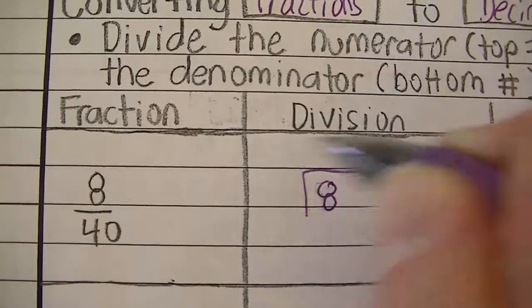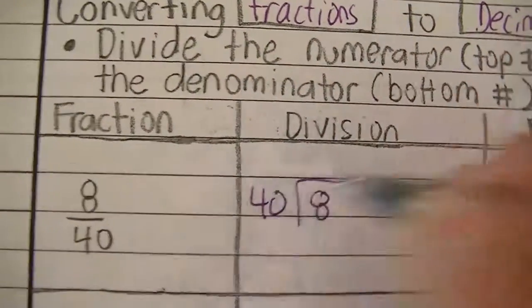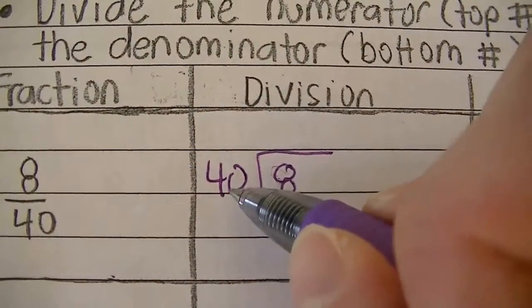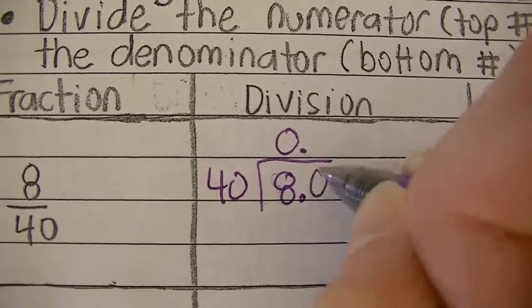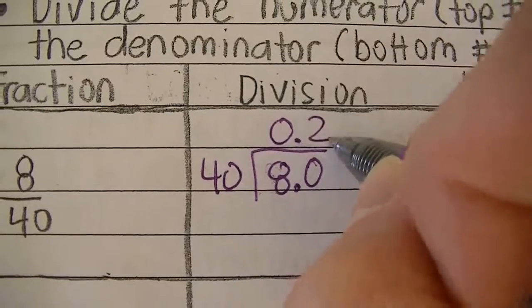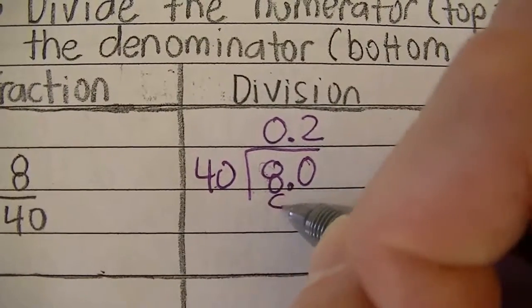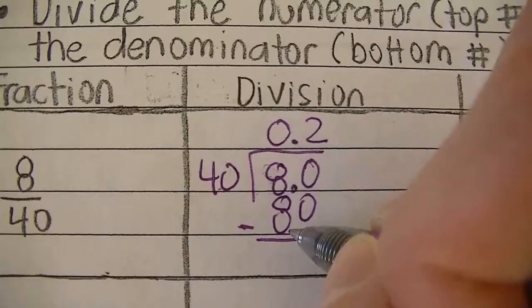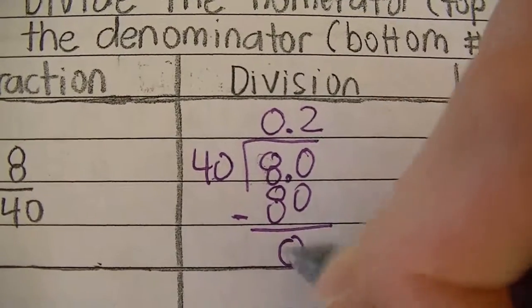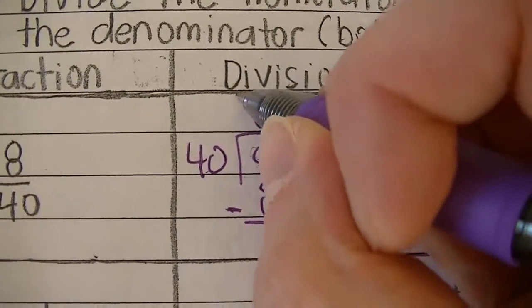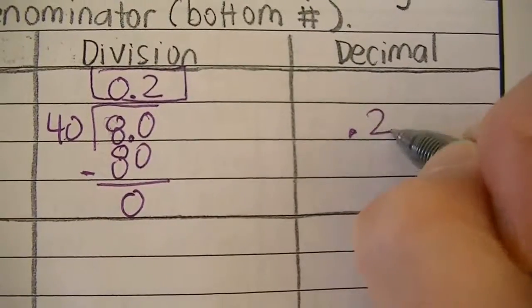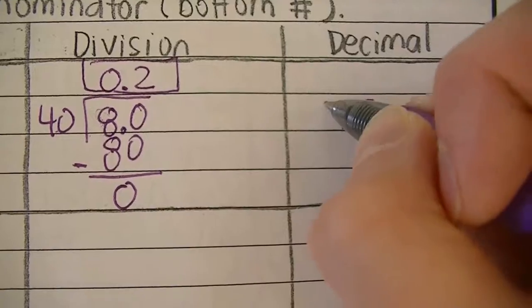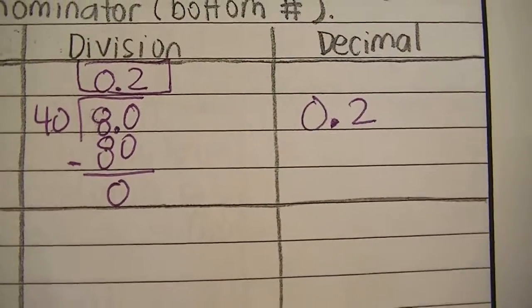So this is what it'll look like. 8 divided by 40. Well, 40 doesn't go into 8. 40 goes into 80 2 times. 40 times 2 is 80. Subtract. 80 minus 80 is 0. There's no remainder, so that's our decimal. Right here. You could write it like that, or you could write it with the 0 in front of it. Doesn't matter, okay?